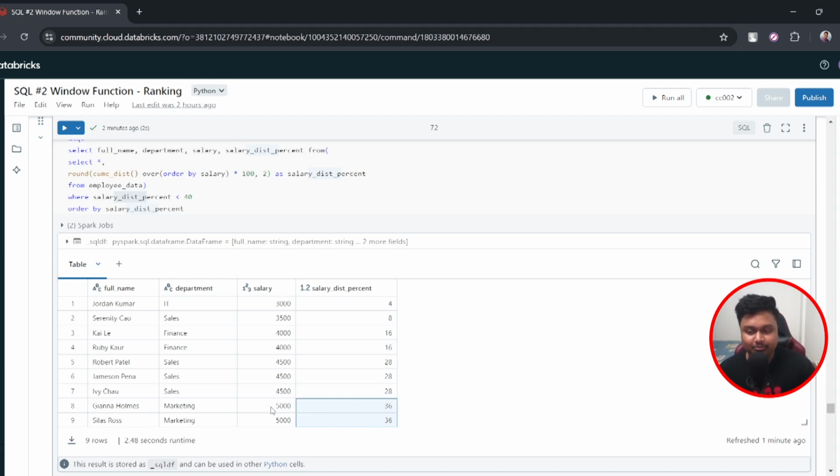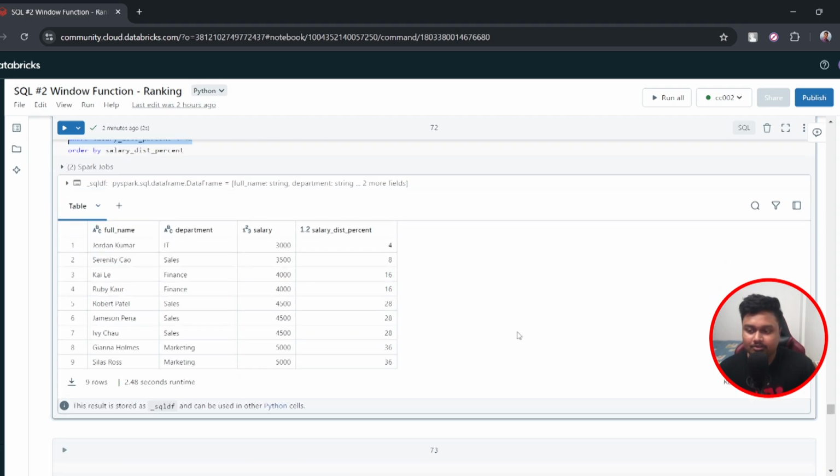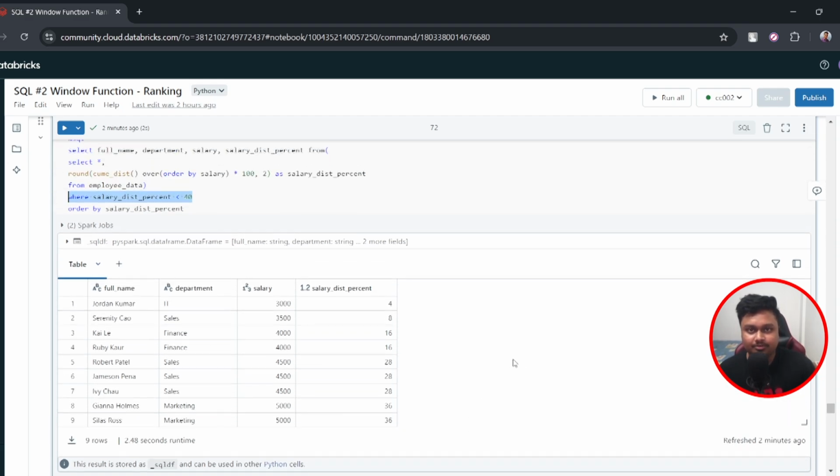Remember, this is not 1 because this is not the entire list. We have filtered it out. In the entire list, whatever will be the last value, that will always be 1, and this is why I'm stressing on it. So that's it for the cumulative distribution. There's one more point I want to discuss. Let's check that out.